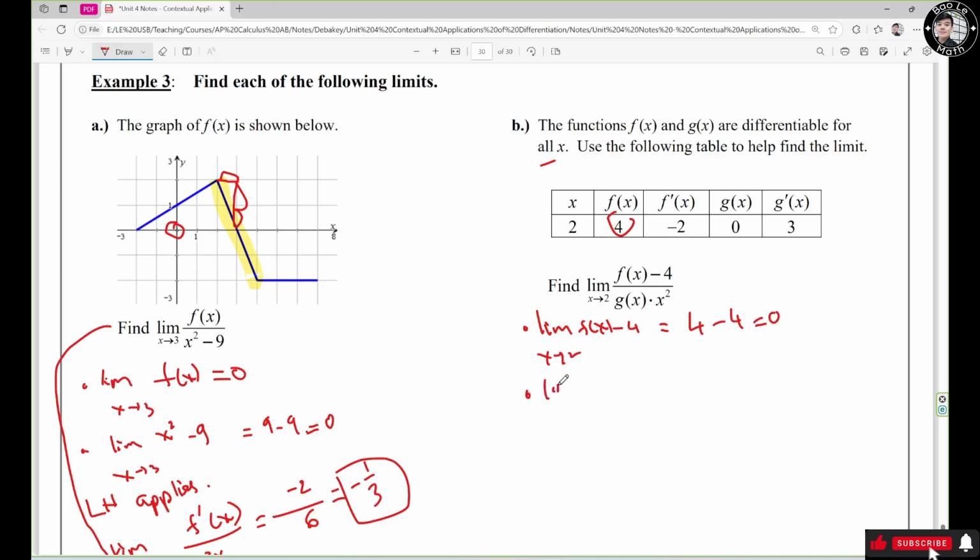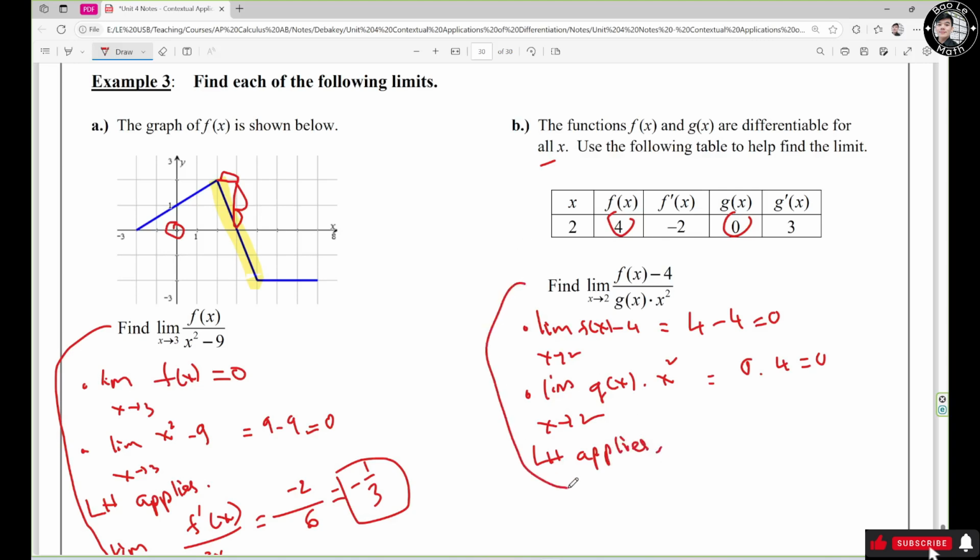Second, the limit of g of s times s squared when s approaches 2 is going to be g of 2 times 4, which equals 0 times 4 equals 0, right? So the L'Hospital rule applies.